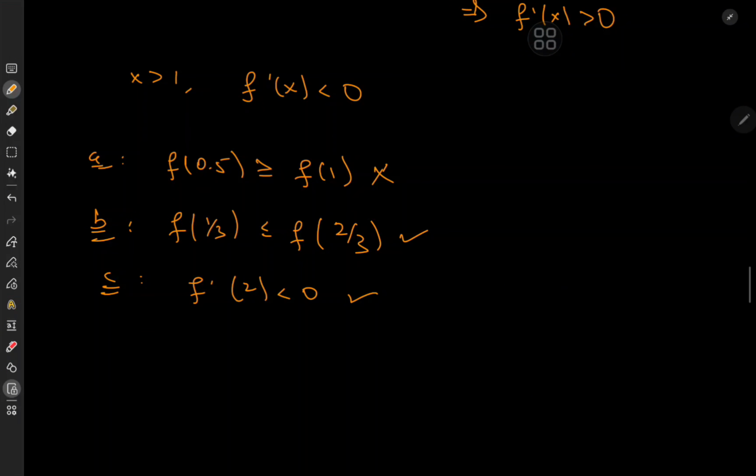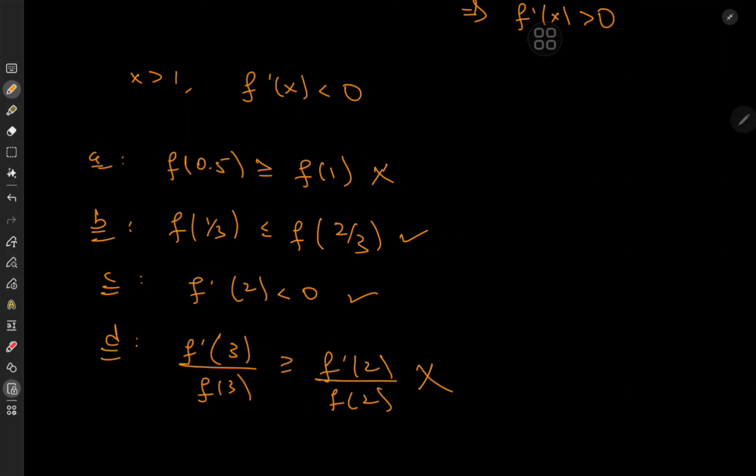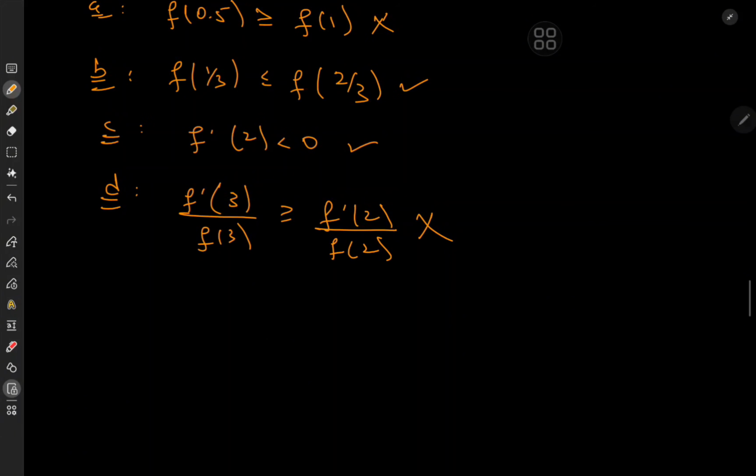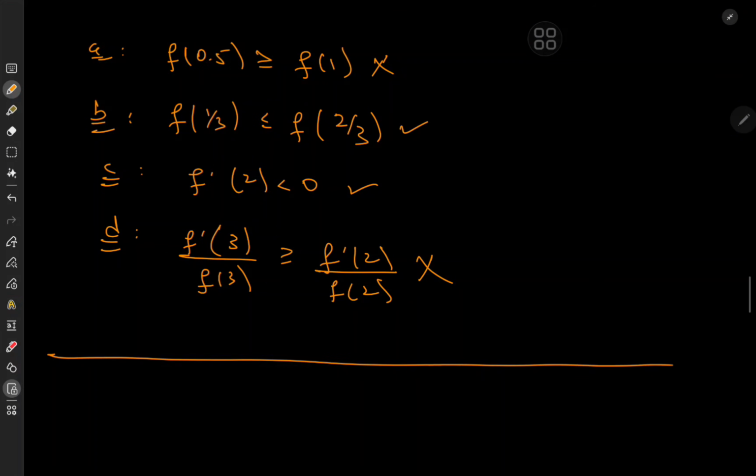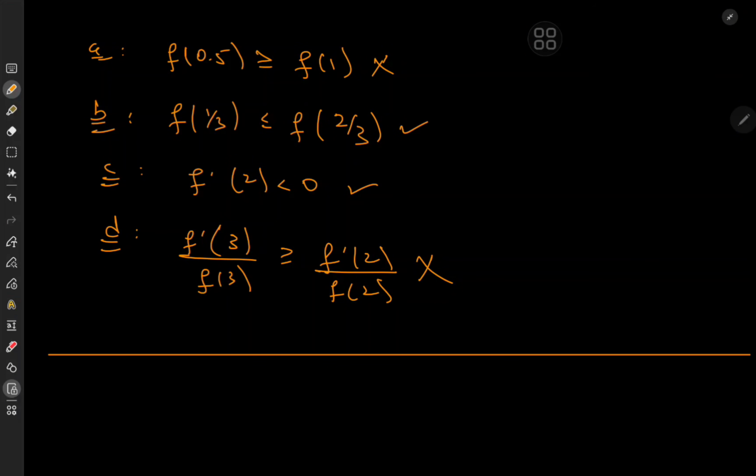And similarly, we can see that part D is going to be incorrect after some algebra. I'll just write that out here for completeness, and you guys can verify that f prime of 3 over f of 3 is greater than or equal to f prime of 2 over f of 2. This is another false statement. That was an interesting limit problem. I have solved a few of those here on the channel, but I only solved the really interesting ones.